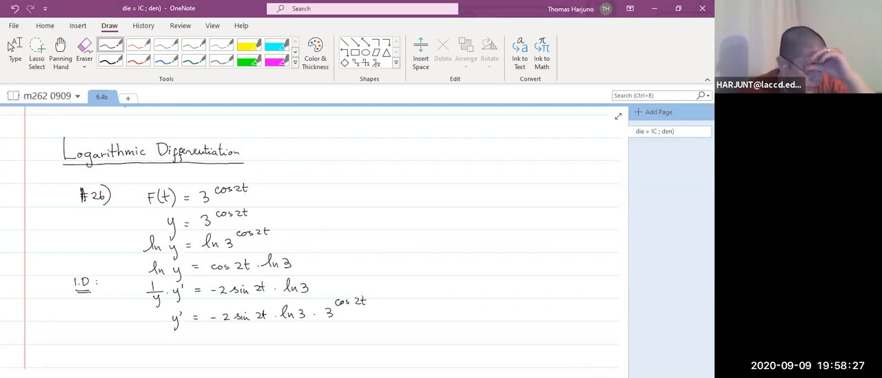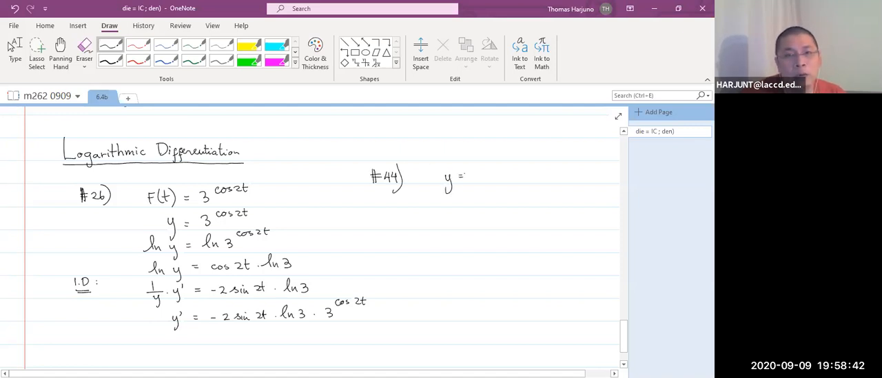Now, however, this becomes very useful if we are trying to take the derivative of an ugly function, like number 44. If we have y equals e to the negative x times cosine squared x over x squared plus x plus 1. Now, if you try to do the derivative the regular way, then you must have the quotient rule and product rule all together. It becomes quite messy. So instead of doing so, we apply the natural log first. So we proceed with logarithmic differentiation.